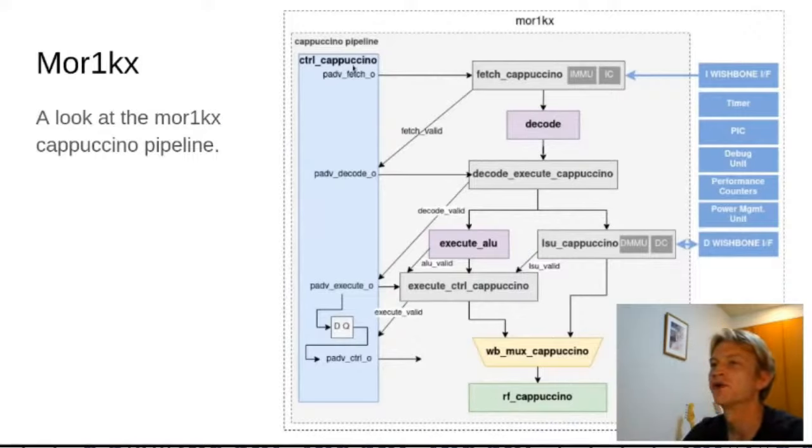Over on the left, we have the control module, which takes care of making sure that if there are stalls, certain stages can be stalled, so as to not continue to process incoming instruction streams.